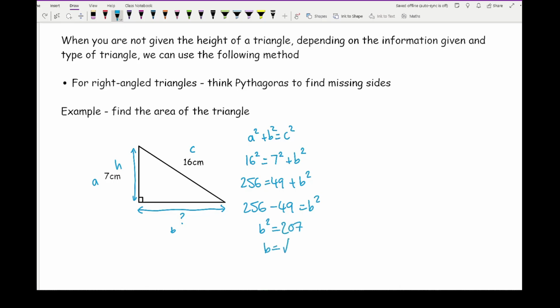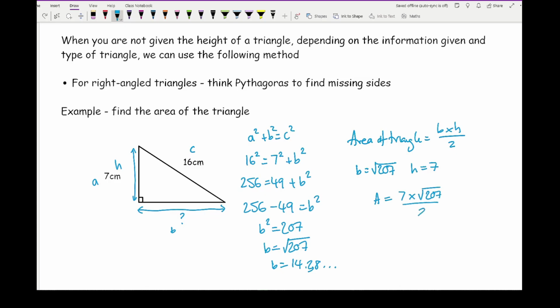So to work out b, that's going to be the square root of 207. If I type that into my calculator, it gives me an answer of 14.428, and so on. Okay, and so working out the area of the triangle, what we get is using base times the height divided by 2. The base is root 207, the height is 7, so the area is going to be 7 times root 207 divided by 2, and type that into my calculator.